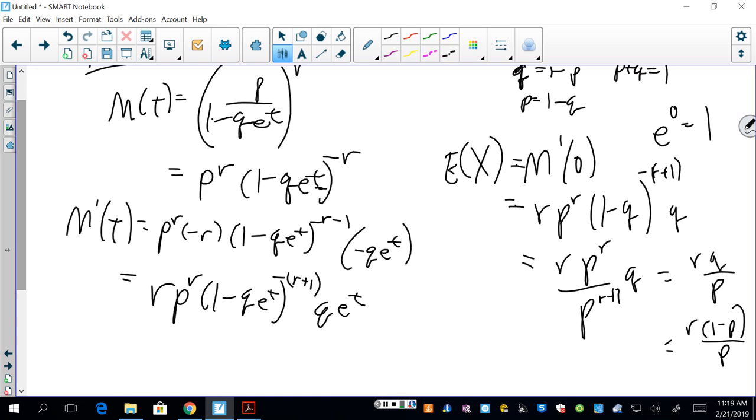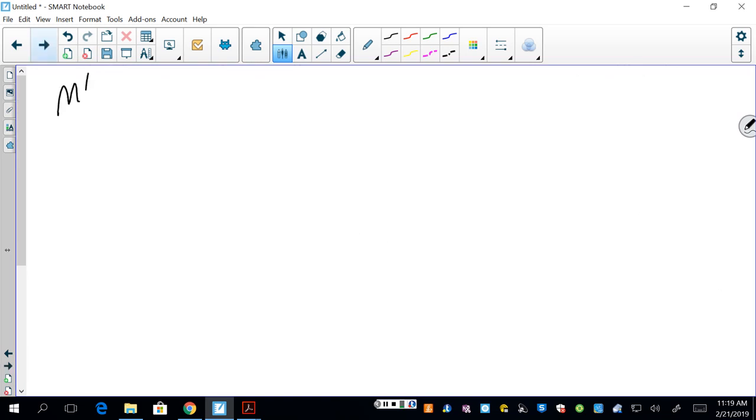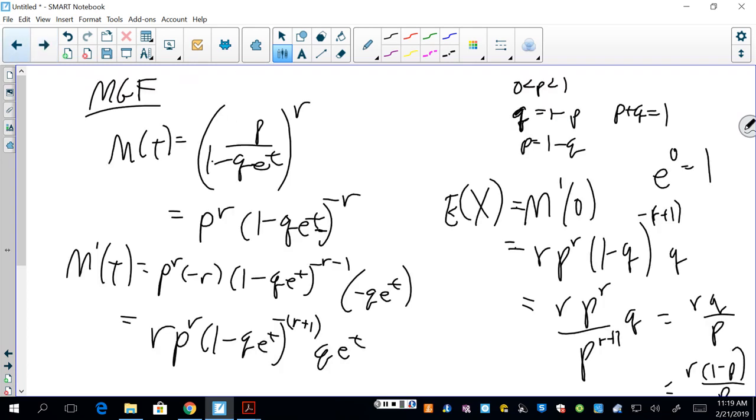If you needed the variance, you'd have to take the second derivative of this thing, and in the second derivative there's a p to the r, r cubed that you can pull out. So here, there's a p, there's r, p to the r, and a q. Those things don't involve t, so I can pull them to the front. And then it's the product rule, because we have something with e to the t and something else times e to the t.